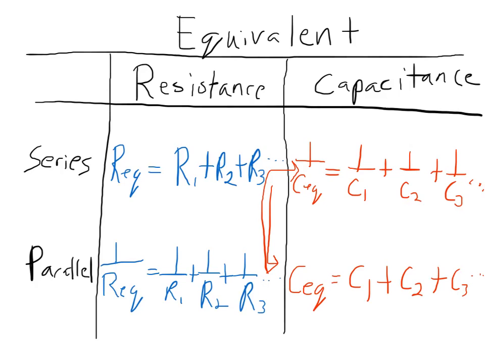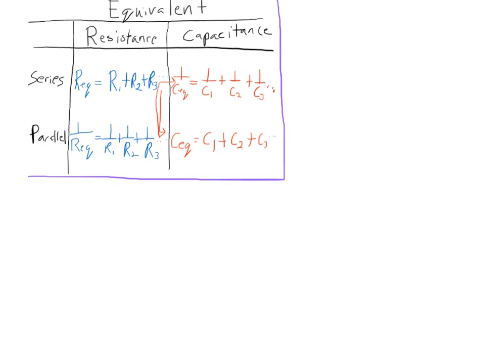So I just remember the rules for resistance and that the rules are swapped for capacitance. In a series of capacitors, you add their inverses and flip it. And in a parallel set of capacitors, you just add them. It's the opposite of resistance. Let's take a second to think about why it is that it's opposite.